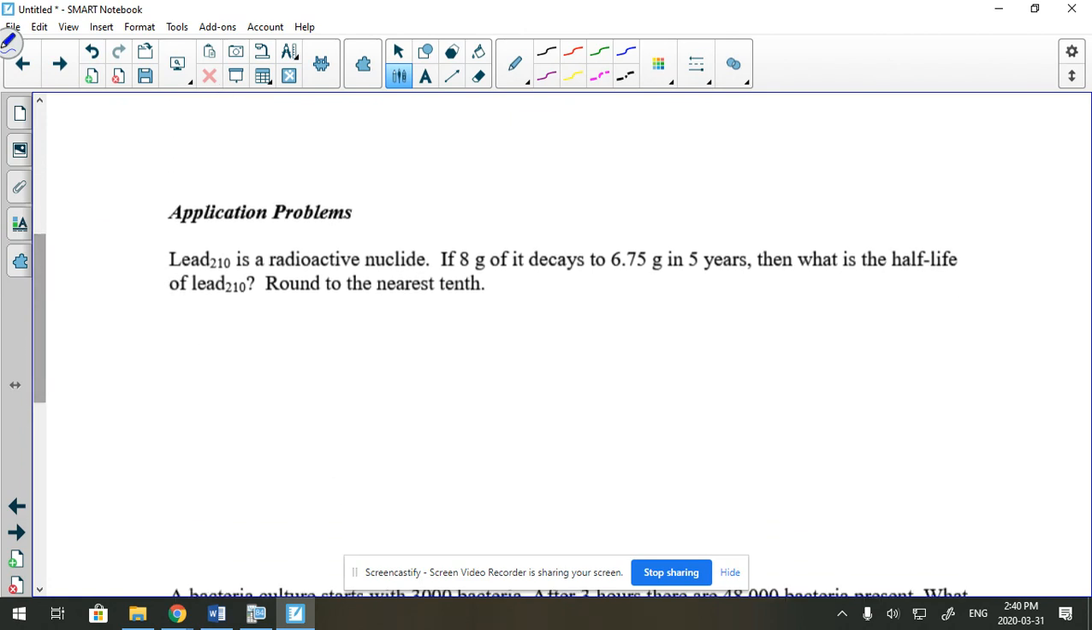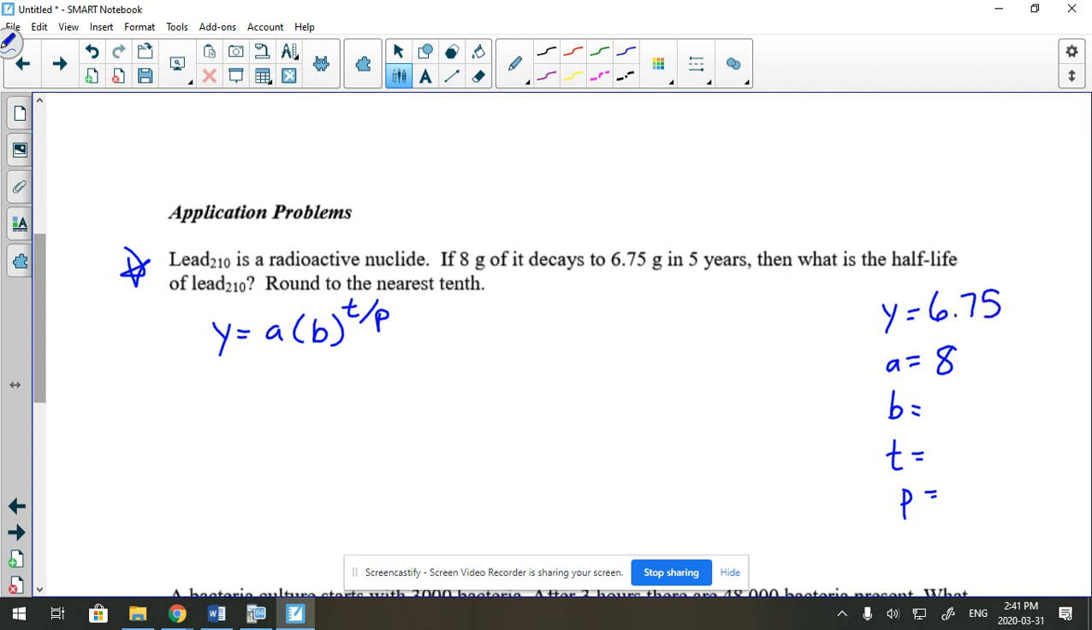So just like the last day we did this, when you have word problems, you can see which method works best for you. Let's do the first one here. My general form for the equation for exponential problems is this, and let's figure out what each of those has for information. It says lead is a radioactive nuclide. If 8 grams of it decays to 6.75 grams in 5 years, that means we're starting with 8 grams. It's decaying to 6.75 grams after a total time of 5 years. It says then what is the half-life of lead?